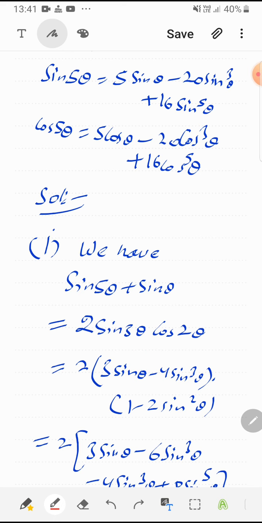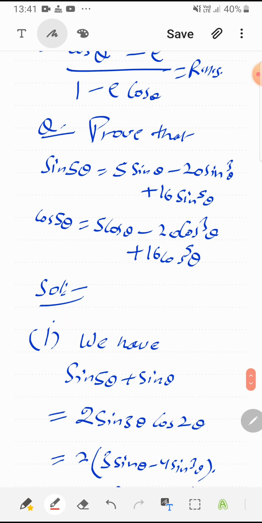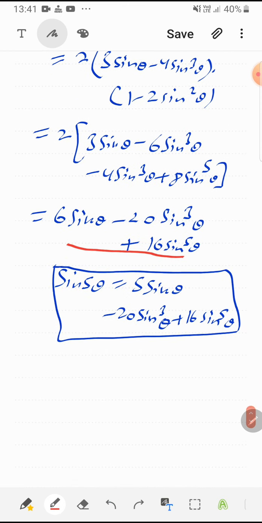Rest is very simple, just open the bracket, and finally we reached here 6 sin theta minus 20 sin cube theta plus 16 sin raised to the power 5 theta. Remember in the left hand side we were having sin 5 theta plus sin theta, so I am shifting this sin theta to the right hand side because I want only sin 5 theta. So 6 sin theta minus sin theta is 5 sin theta, rest terms are same, so we can get the required result. So I hope you have got this question.